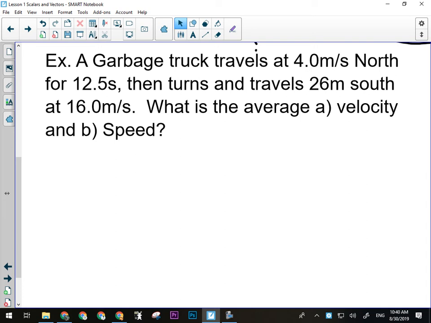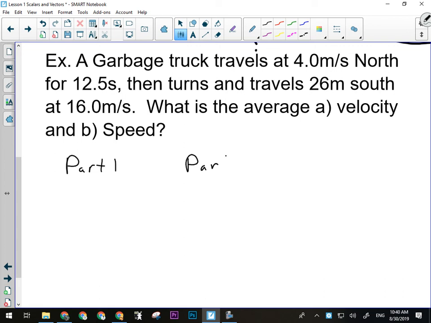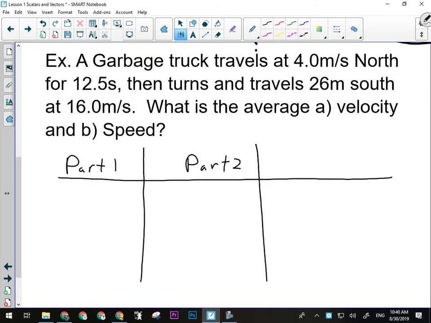So I've got a trip consisting of two parts. One where the truck travels 4 meters per second north for 12 seconds, and one where it travels 26 meters south at 16 meters per second. What I'm going to do is write down the information that I know for both parts of the trip and use that to work towards what I need, which are the totals: the total distance and the total time, and the total displacement and the total time. I should be able to get that based on what I already have in the question.